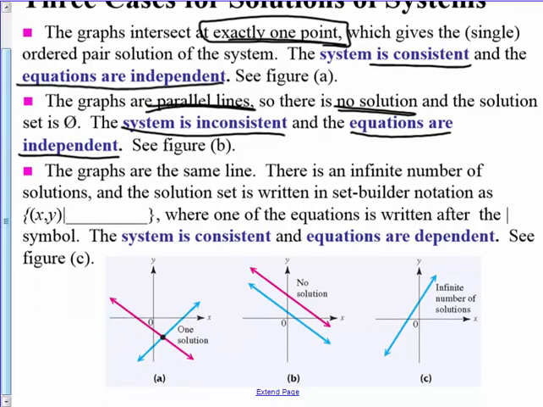And then the last one, we have the same line. The system is consistent because there is a solution. We will not be writing it in set builder notation there as shown, but we could, but we won't in this class. But we do say the system is consistent and the equations are dependent. Equations being dependent means that they're the same. Independent, different from each other; dependent, the same in this case.